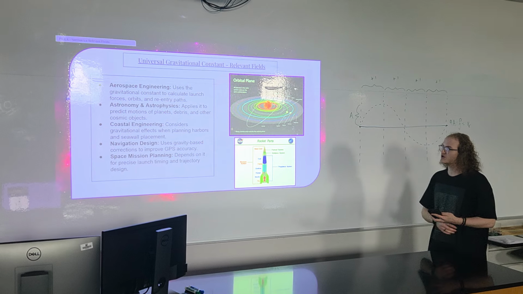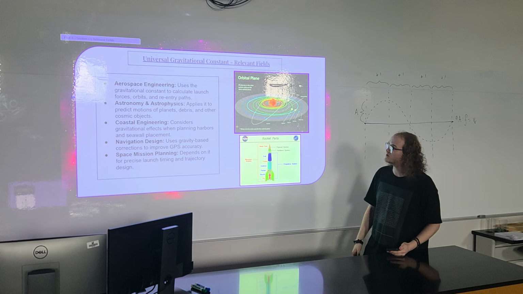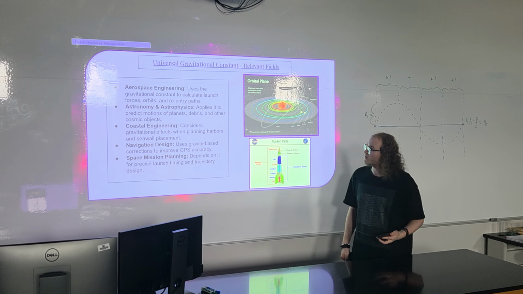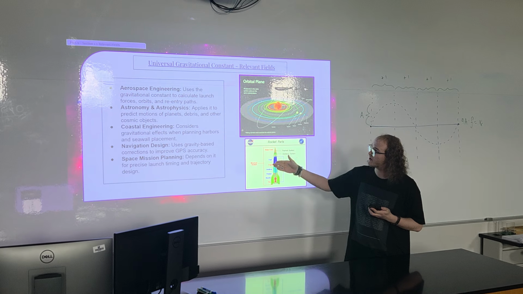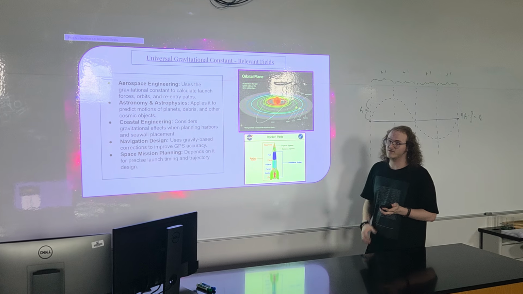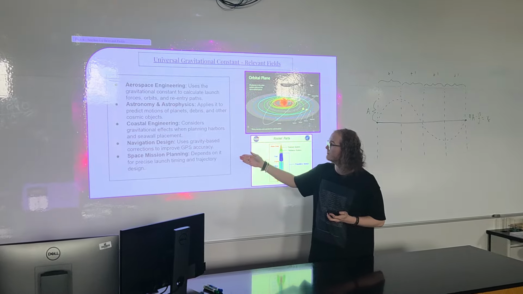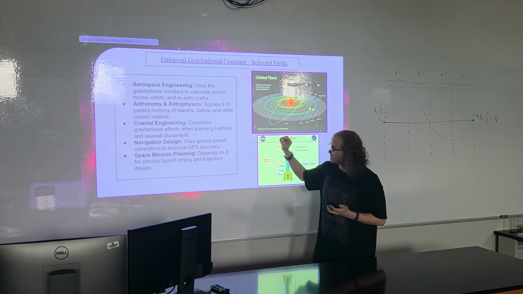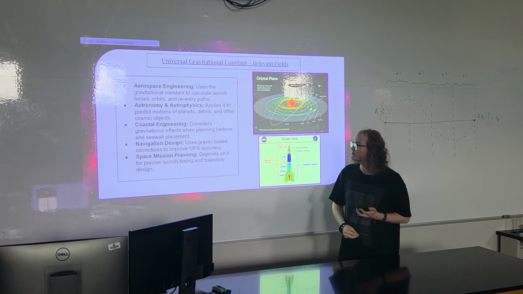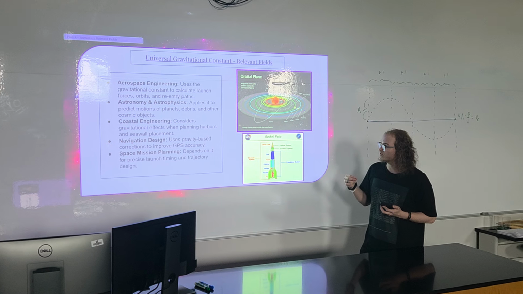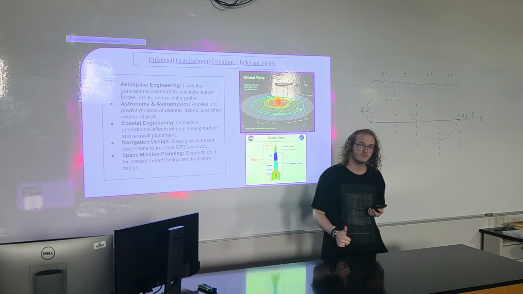The universal gravitational constant is useful in many areas of work, design, and expertise. Some related fields are astronautics and aeronautics, and some fields you wouldn't even think of are coastal engineering and navigation design, where you would design seawalls to protect the coast from the tides, or make corrections in GPS systems to improve accuracy.